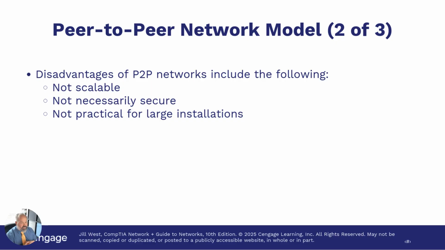Some disadvantages of a peer-to-peer network, and these are some fairly large disadvantages, is it's not scalable. So adding more devices gets real complicated real fast. There are security issues. There's no central control, so anyone could mess with the wrong settings, and it's not really practical for large installations. Imagine trying to run a company of 200 computers where each one is its own IT department. That is certainly a recipe for confusion. So while it's great for a home network or a small business, peer to peer falls apart in a larger group.